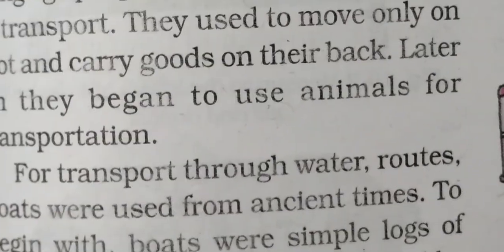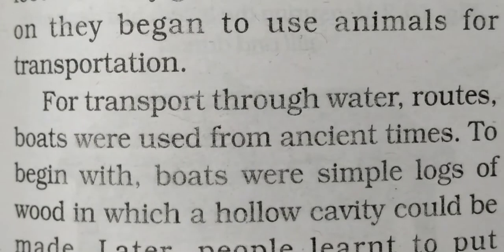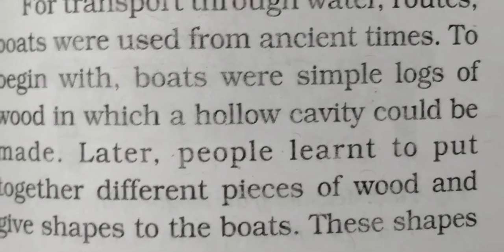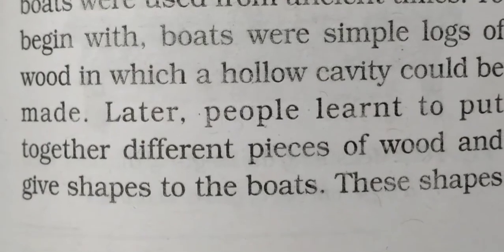Then for transport through water: as long as people were traveling through land routes, they took help of animals. But when they wanted to transport through water routes, they used boats. Before boats were invented, they used to make raft-like structures, joining bamboo stems together to make a flat surface, and sitting on that they traveled from one place to another. Then gradually the structure of the boat came into existence. To begin with, boats were simple logs of wood in which a hollow cavity could be made, and later people learned to put together different pieces of wood and give shapes to the boats.